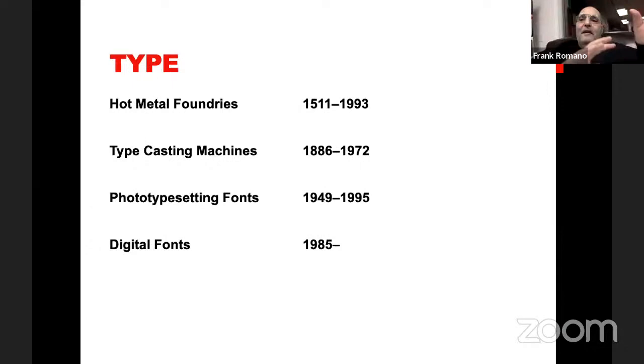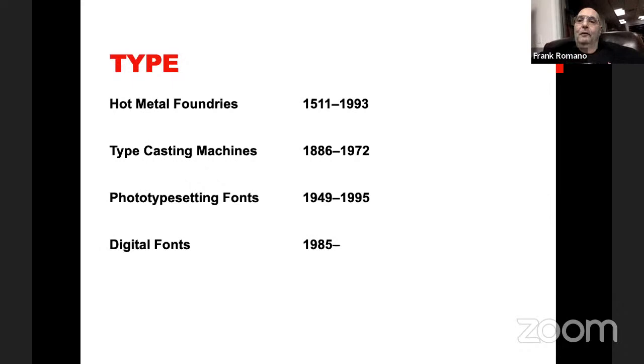And the hot metal foundries, I use 1511 as the date, because that's when Claude Garamond made type and sold it to other printers. Before that, and even after that, printers made their own type. It was unique to them. But as time went on, we started to see foundries. The Caslon Foundry was one of the most famous in England. In fact, the first time anyone ever saw the Declaration of Independence, it was in the typeface Caslon.